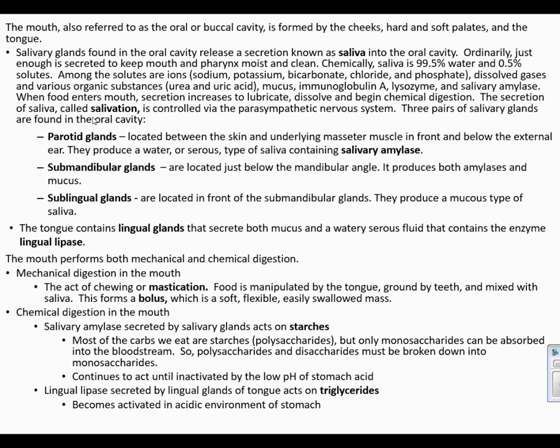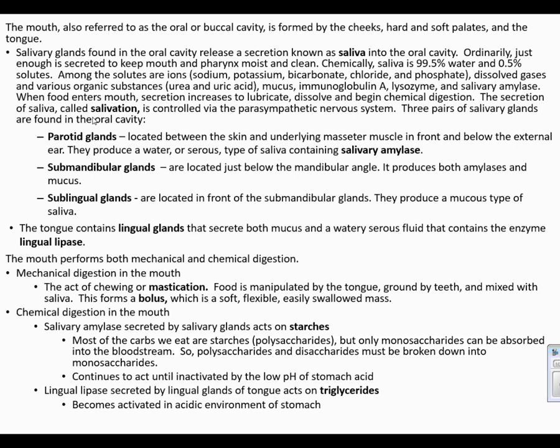Here in our mouth it's called salivary amylase. It helps us break down those polysaccharides, which hopefully are the primary carb form in our diet. We can't absorb polysaccharides, but we can absorb monosaccharides. To get from polys to monos, we have various enzymes, and that begins in our mouth.